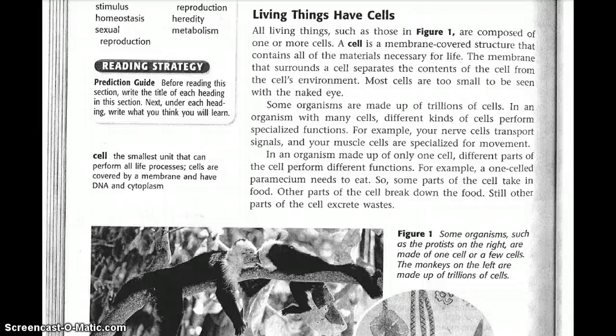In an organism with many cells, different kinds of cells perform specialized functions. For example, your nerve cells transport signals, and your muscle cells are specialized for movement. In an organism made up of only one cell, different parts of the cell perform different functions. For example, a one-celled paramecium needs to eat, so some parts of the cell take in food, other parts of the cell break down the food, and other parts of the cell excrete waste.